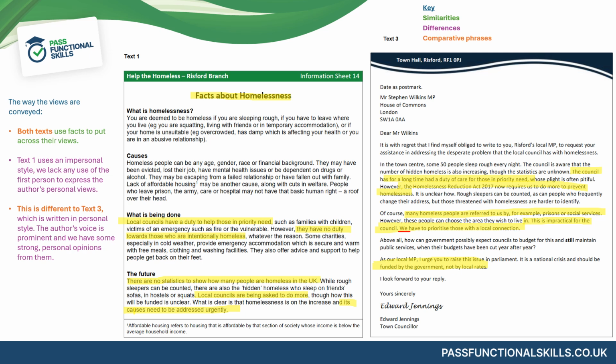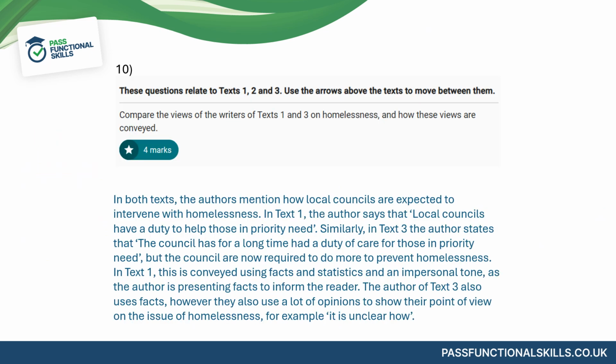Okay, so here we can see the written solution then for this question. So we've got the views dealt with first. The student has said in both texts, the authors mention how local councils are expected to intervene with homelessness. In Text 1, the author says that local councils have a duty to help those in priority need. Similarly, in Text 3, the author states that the council has for a long time had a duty of care for those in priority need, but the council are now required to do more to prevent homelessness.